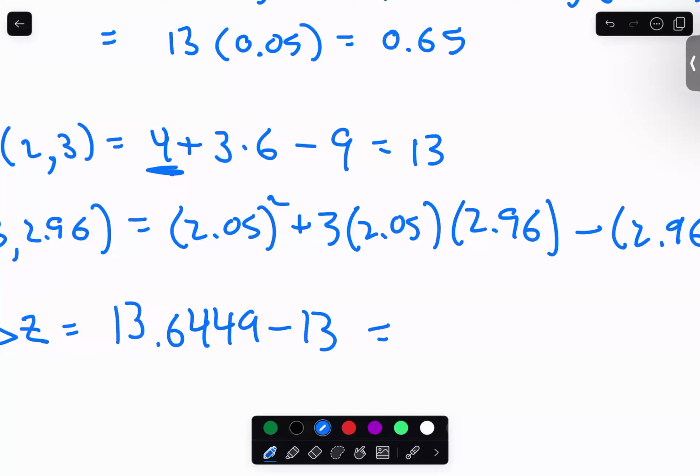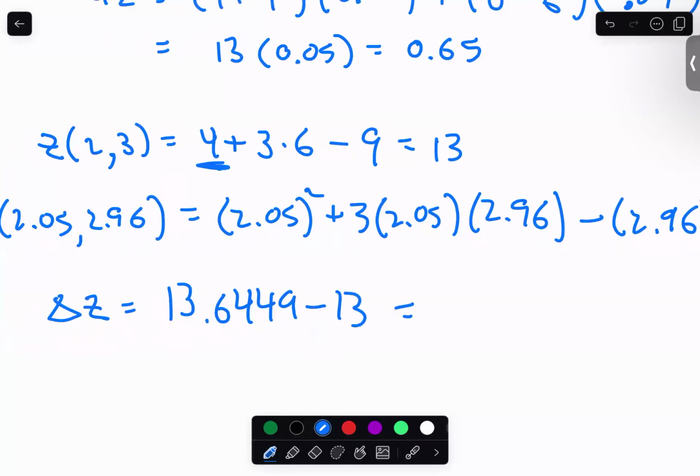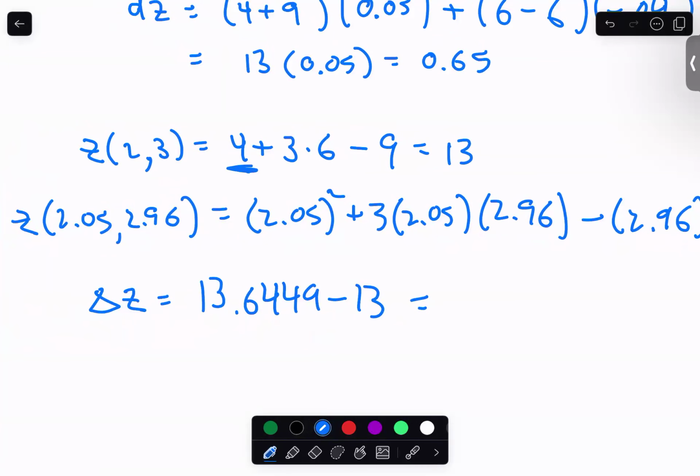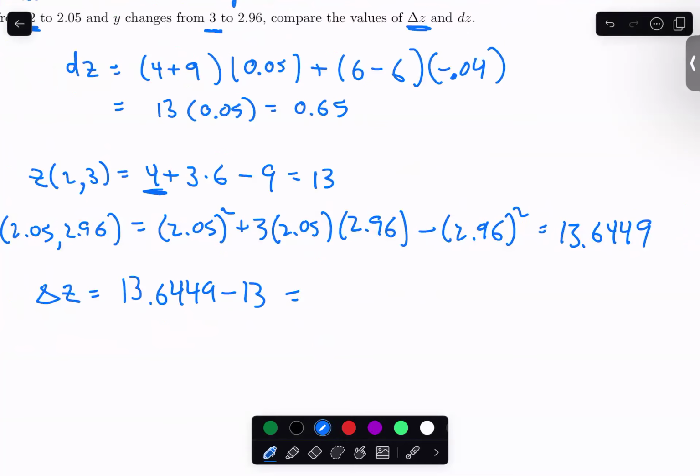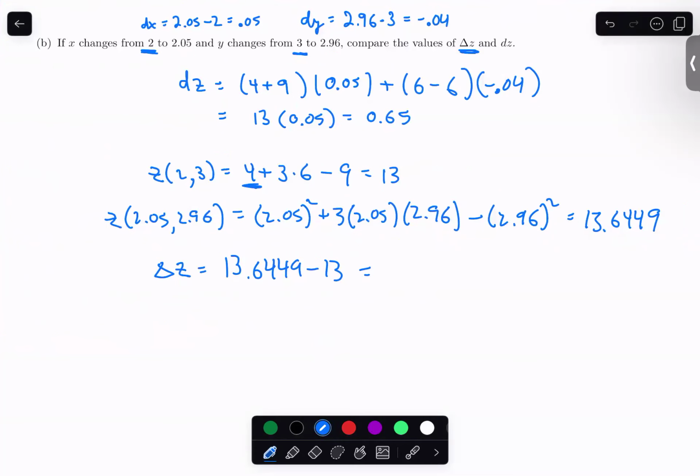All right, well, assuming that I did type this in correctly, we need to find our change in z. So again, we were at 13, and after moving around, it looks like we're at a height now of 13.6449. And so if you ask for what is the true change in your height, and you subtract these things away, you'd get 0.6449.